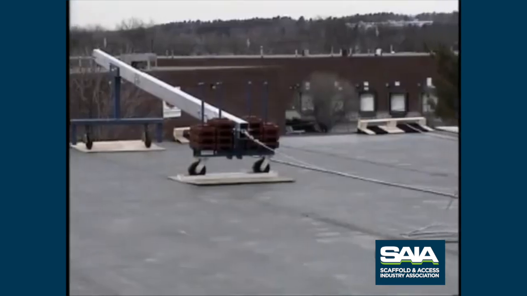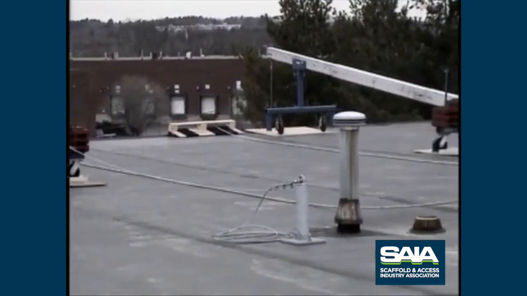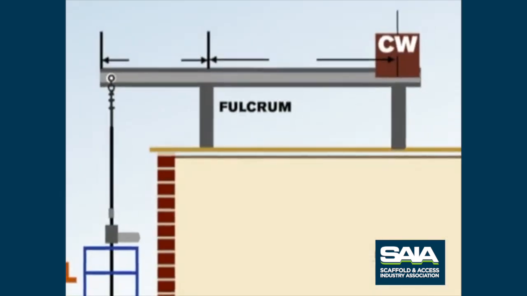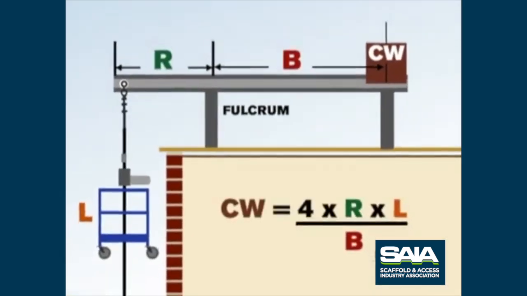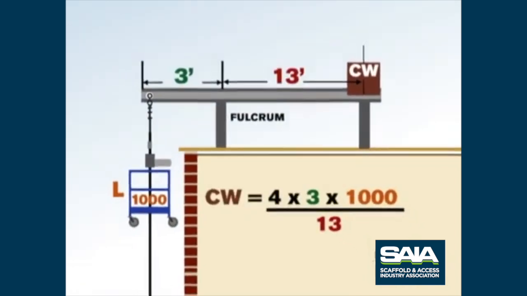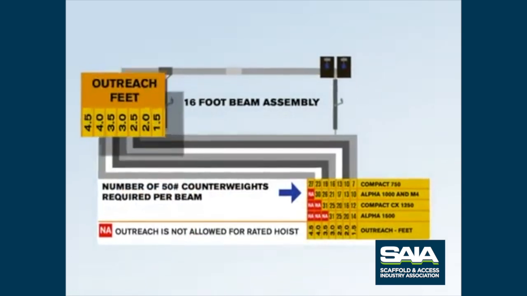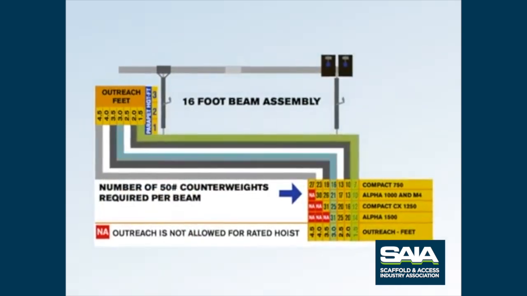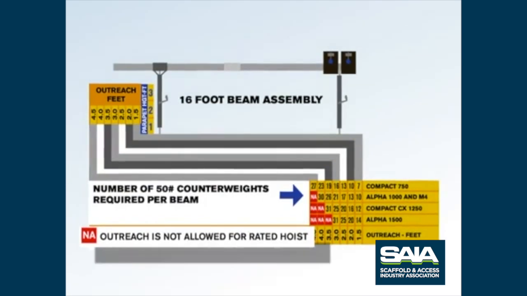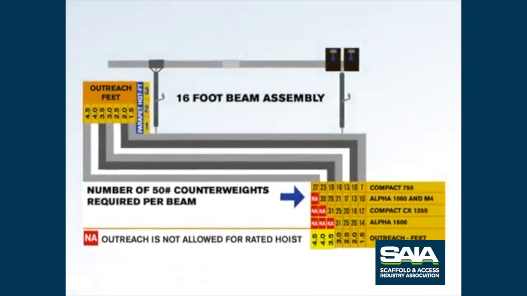The system must be designed and assembled to resist 4 times the overturning moment created by the hoist or suspended load. A formula determines the counterweight needed to provide a safety factor of 4. Calculations must be accurate. If the outreach changes, the counterweight must be recalculated by a qualified person. Excessive outreach can cause the beam to fail. All rigging has limitations. Follow the manufacturer's instructions.